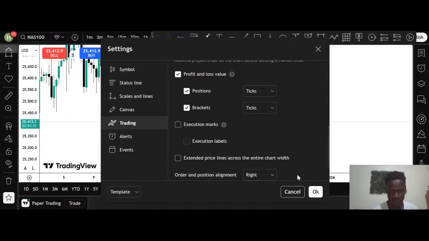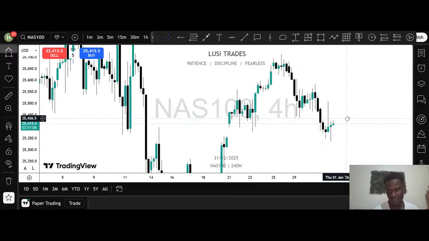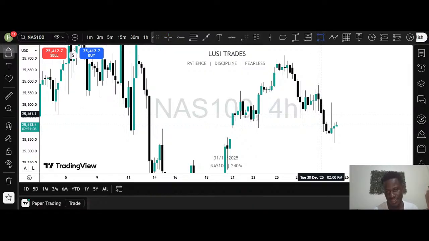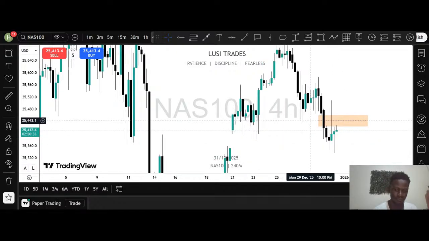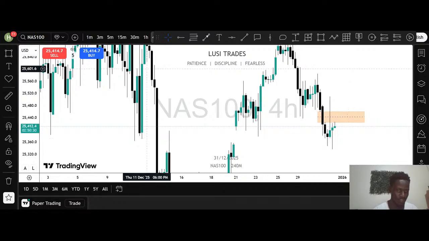Yeah, so execution marks. On the 4H, what I'm trying to say is that if we can maintain body closes under the lower quadrant, so we have the upper quadrant, the upper portion, and also the lower quadrant. This midpoint is called consequent encroachment. If we are going to maintain lower prices, then we need to see body closes staying below the consequent encroachment and probably below this 4H fair value gap. So that's what we want to watch and see.